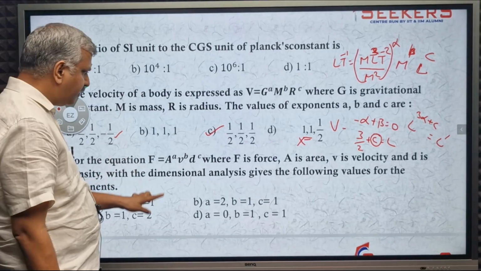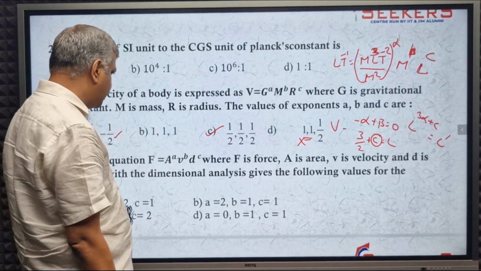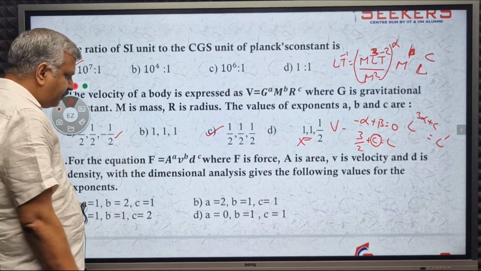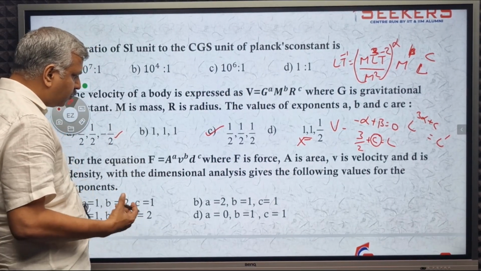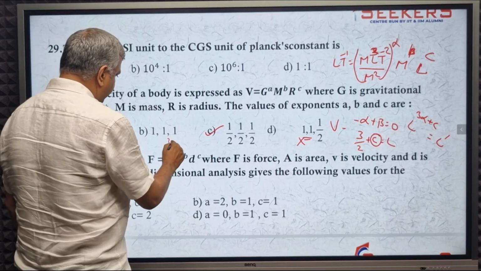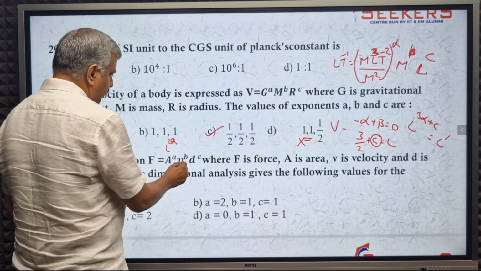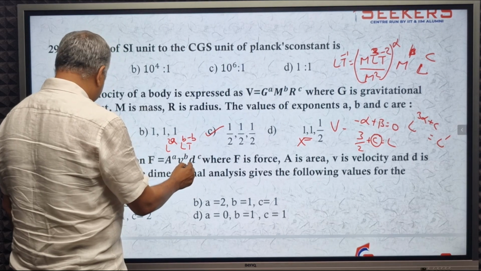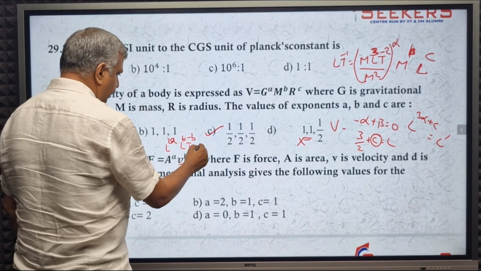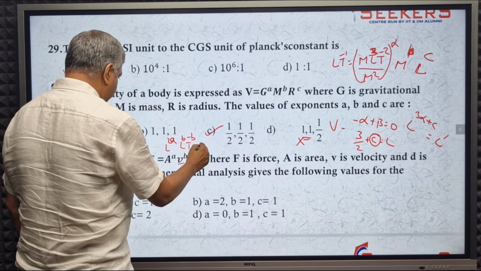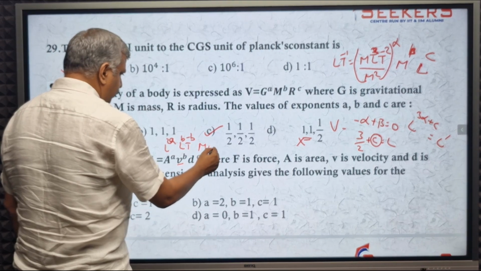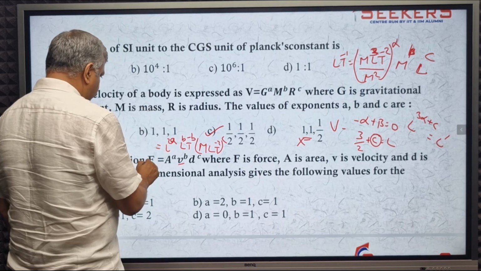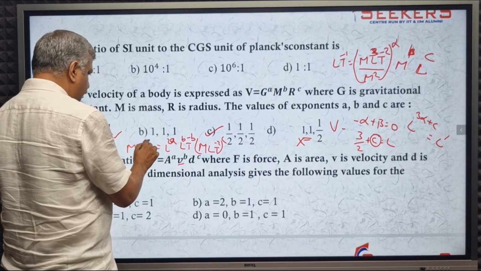For this equation, with f and area, dimension analysis gives the following values of the exponents. Like I said, these are getting repetitive, but I hope you all understand how to go ahead. So this is L square, so L power 2a. This is v power b, so L power b, t power minus b. Then again d power c, which means it is m L t power minus 2, power c. Now this is equal to m L t power minus 2.